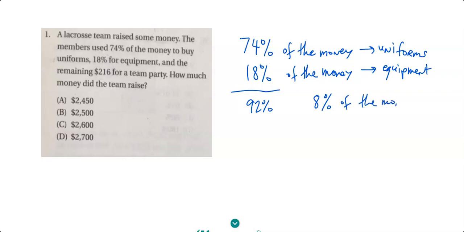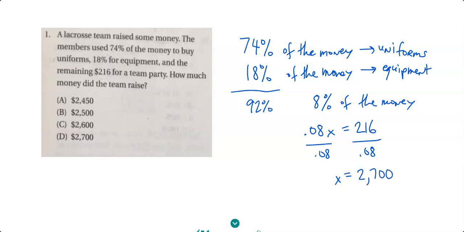So if we use X to represent the money, then 8% times X will equal the $216. So to find X, we just divide by 0.08. And we can use a calculator for this one, and it turns out to be 2,700, and that's answer D.